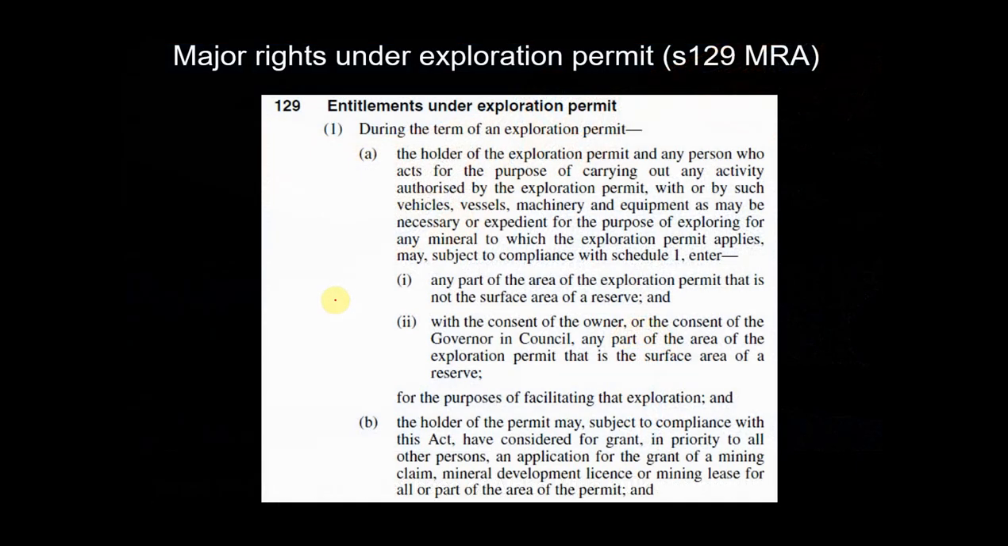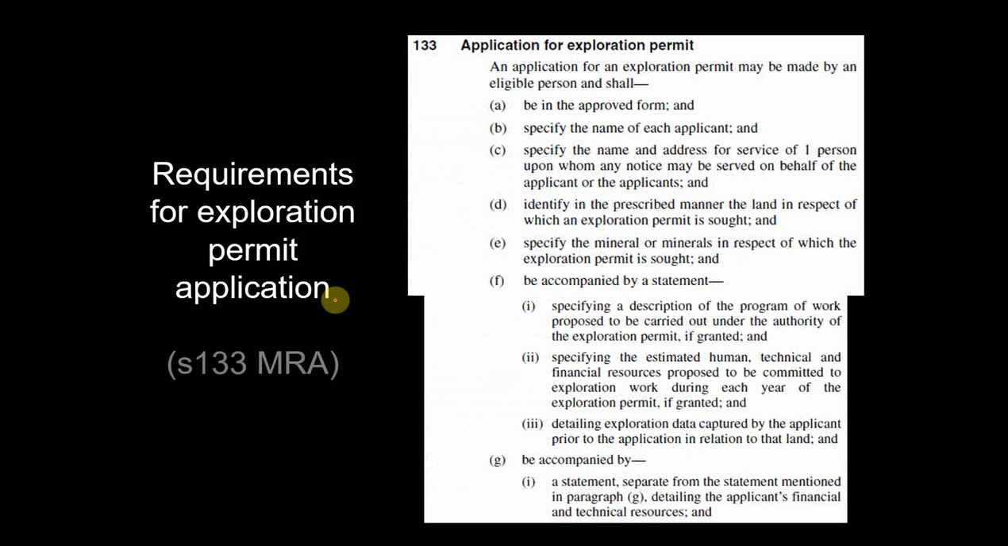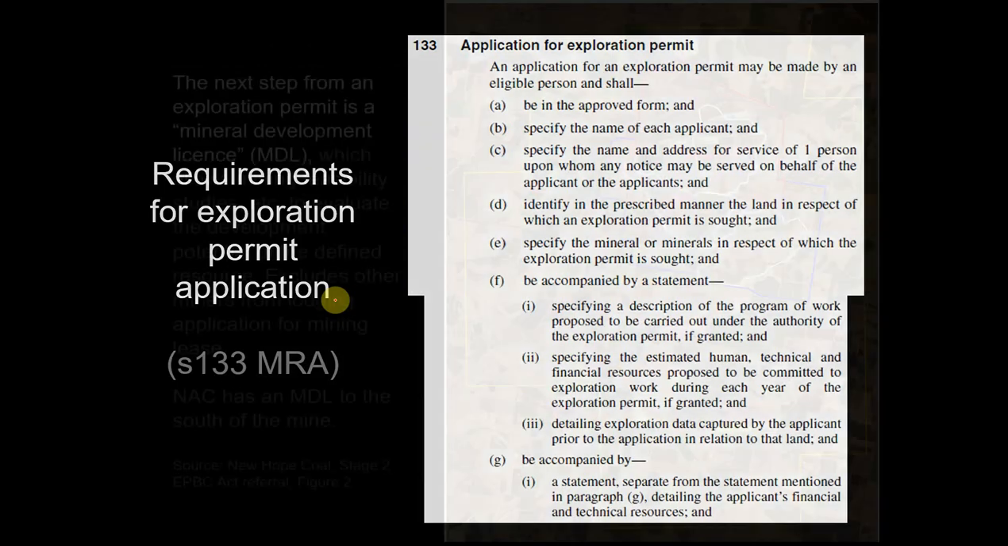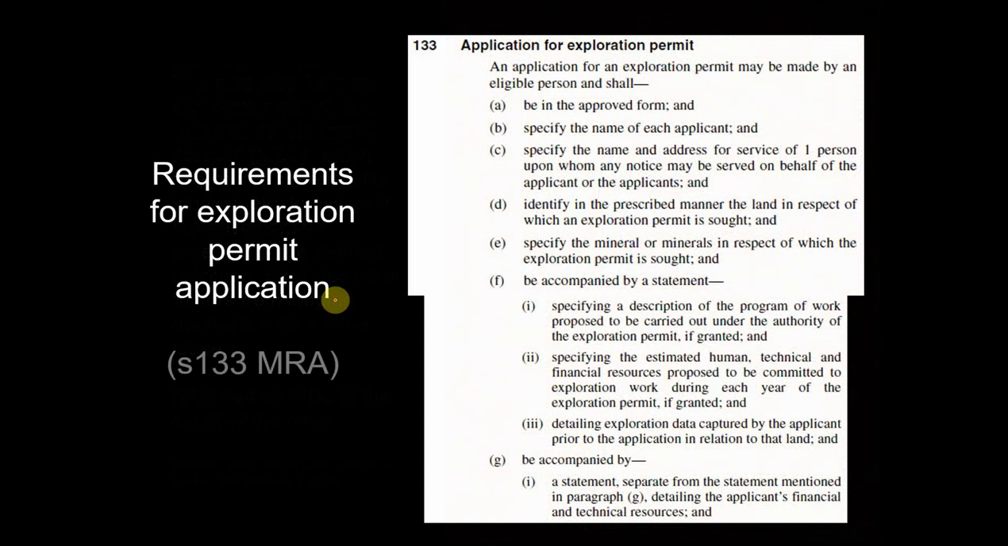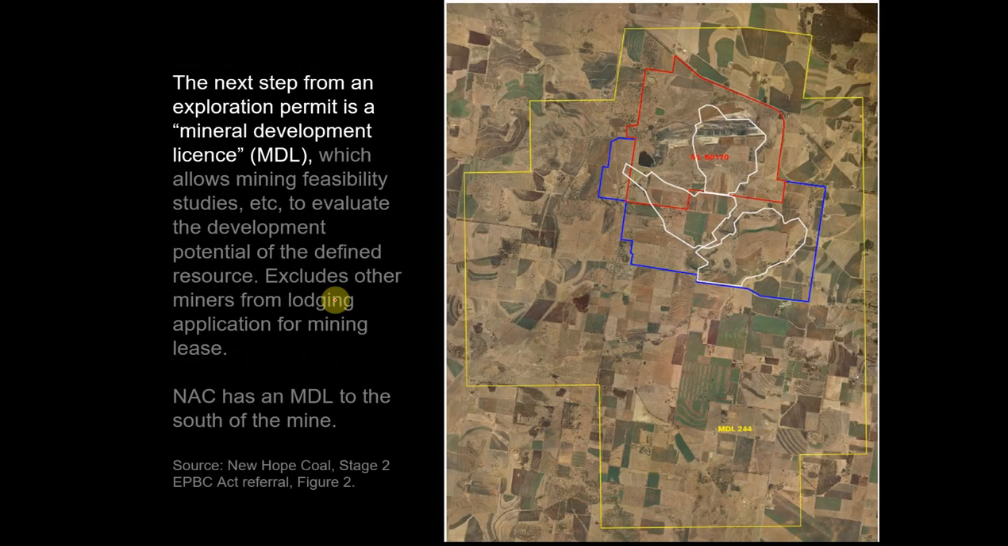Okay, so under an exploration permit, there's a range of rights that a permit holder has, and essentially they can go onto land and explore for minerals. So do that sort of drilling, those sorts of things. You also can exclude others from mining or lodging a mining lease application for that area. So basically, if you spend a lot of money doing the exploration, you don't want others to come in and take all the money, you know, you found a mineral. By having an exploration permit, it locks in your ability to hold others out from that area for applying for a mining lease. So that's a major advantage of it, in addition to giving you access.